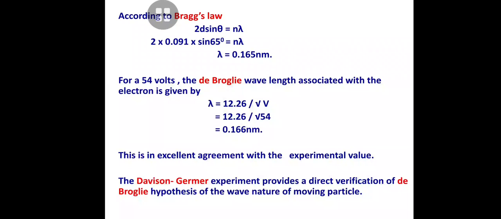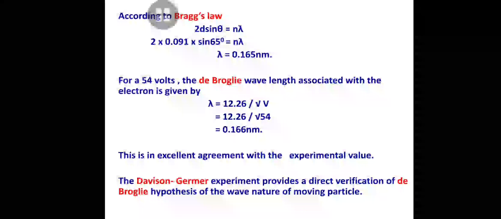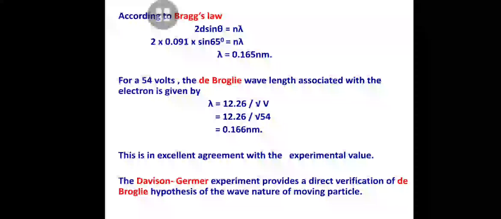According to Bragg's law, 2d sin theta equals n lambda. Here, d is the interplanar separation, 2 into 0.091 into sin 65 degrees, where 65 degrees is the incident angle, equals n lambda. Lambda is equal to 0.165 nanometers.